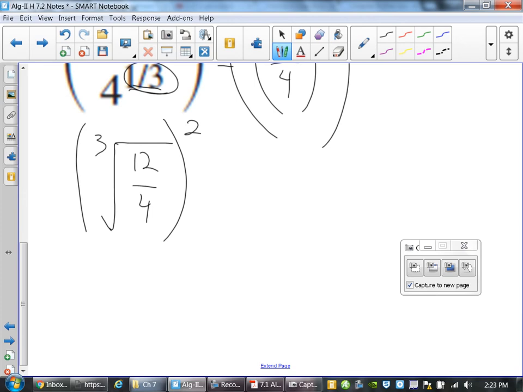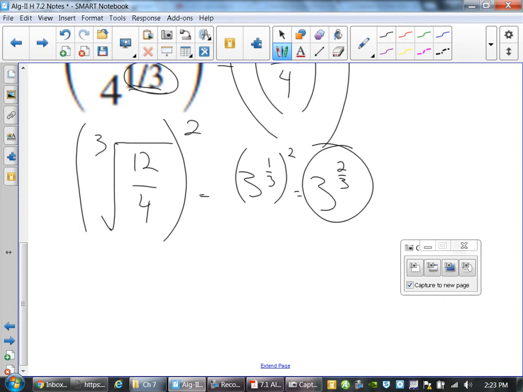Now, what's 12 divided by 4? 3. So I get 3 to the third squared, which is 3 to the 2/3. The reason I'm going back to my fractional exponent is because I started as a fraction. More often than not, it'll ask you to do it that way, unless it starts as a fraction, then write it as an nth root. But usually you continue.